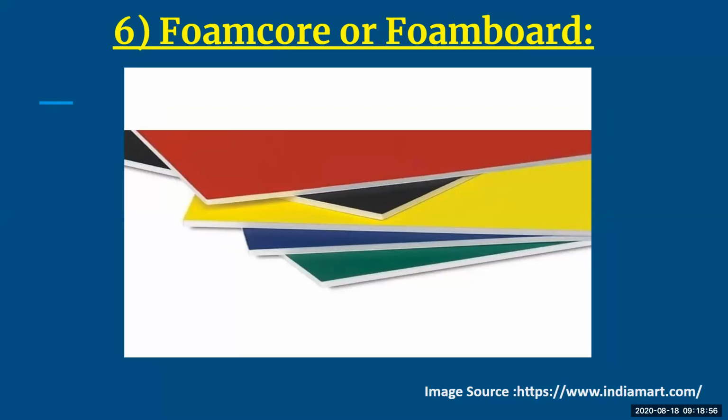Next is your foam core or foam board. Foam core or foam board is the same as cardboard, but the difference is that there is an insulating material, foam, in the sheets. The working remains the same, but the color options in foam core and foam board are more compared to cardboard. Cardboard comes with just one or two colors, but foam core or foam board comes in many colors and in different sizes as well. Depending on what type of model you want to design, you can select that size and come up with a model.